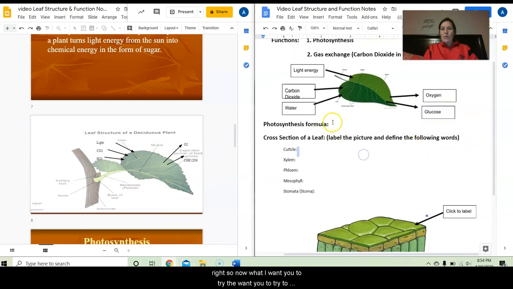All right, so now what I want you to try is to write the formula. Remember, we did this on the red card sort in class over and over and over again. Y'all are pretty tired of it, but don't forget to add those little plus signs.